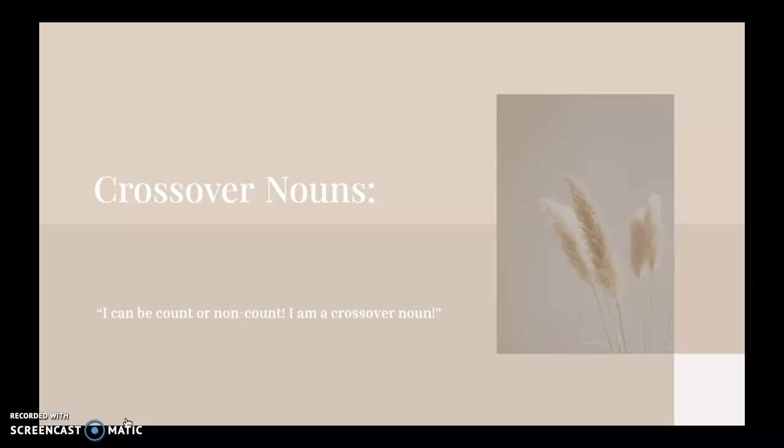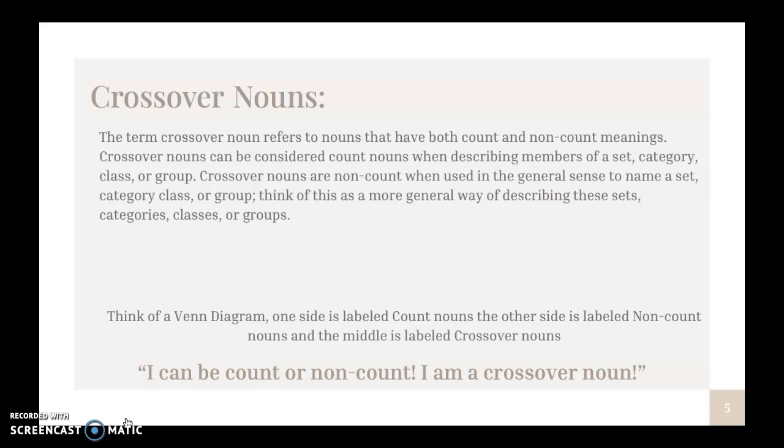Now let's get into the fun stuff, crossover nouns. I can be count or non-count. I am a crossover noun. The term crossover noun refers to nouns that have both count and non-count meanings. Crossover nouns can be considered count nouns when describing members of a set, category, class, or group. Crossover nouns are non-count when used in the general sense to name a set, category, class, or group. Think of this as a more general way of describing these sets, categories, classes, or groups.